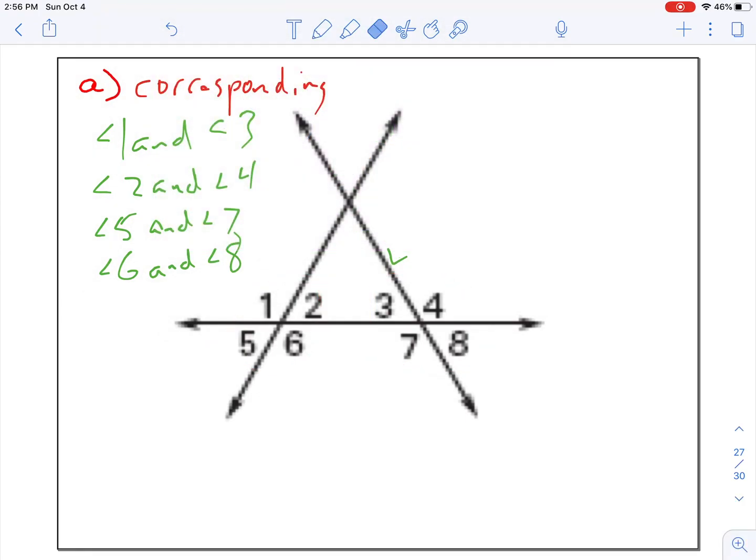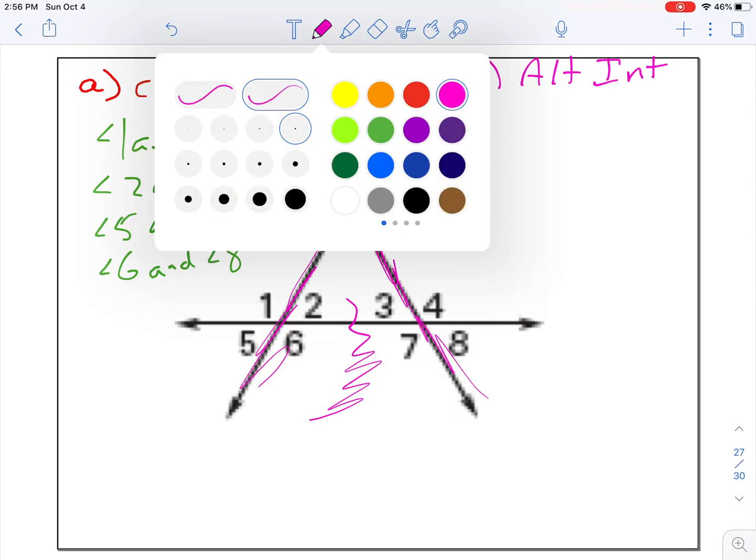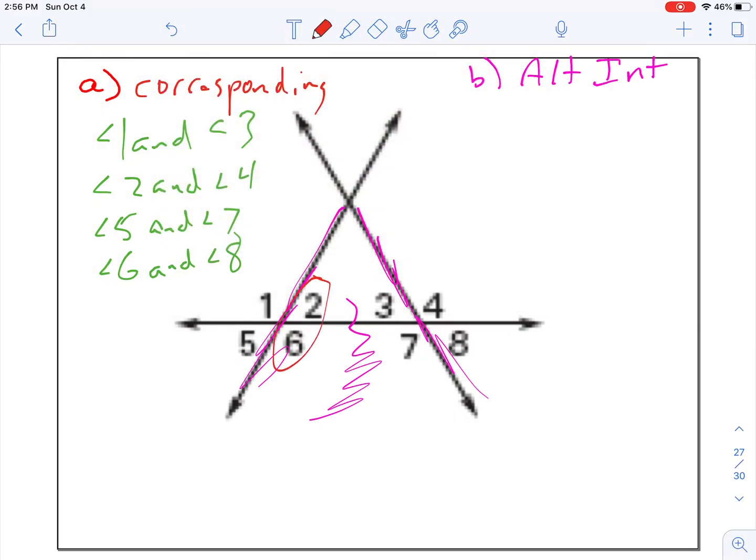For B, it wants you to find your alternate interior angles. So we want to be inside your two lines. So we're coming in here. I want one set from here, one set from here. So if I pick angle 2, since we want to be on alternate sides of my line, angle 2 is on the top, angle 7 is on the bottom. Angle 6 is on the bottom, angle 3 then is on the top. Remember, you want one angle from each vertex that's there.